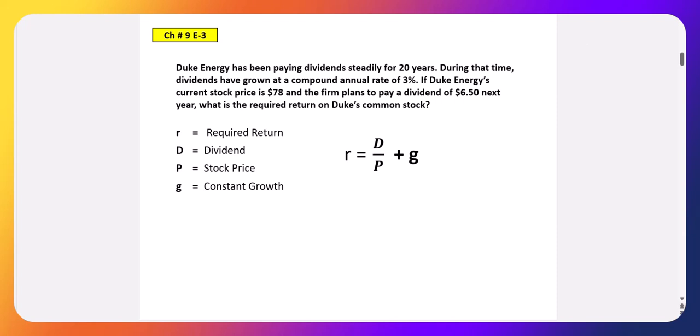For this problem, we're going to be utilizing the dividend growth model, where R equals the required rate of return, D is the dividend, P is the stock price, and G would be the growth constant. If we plug in the values for the dividend, the stock price, and the growth, we end up with a required rate of return of 11.33%.